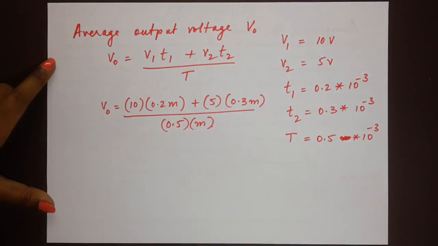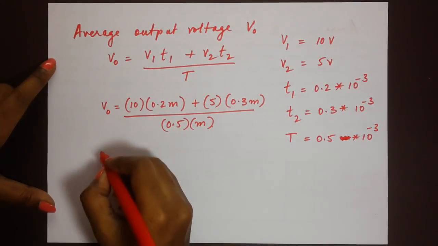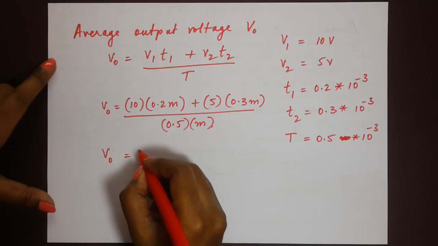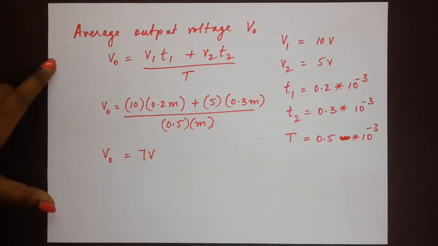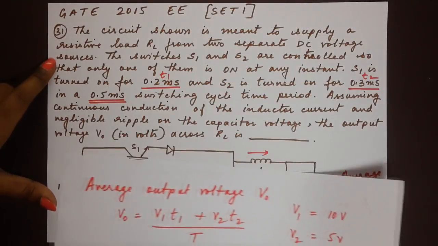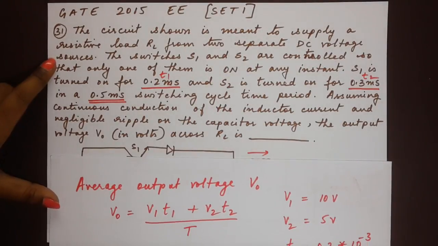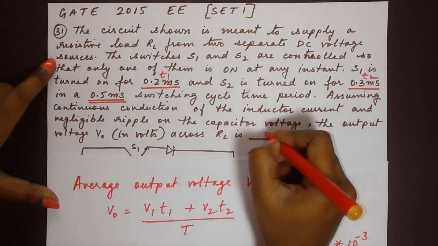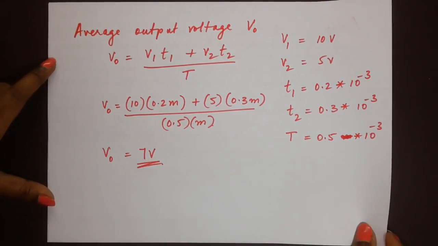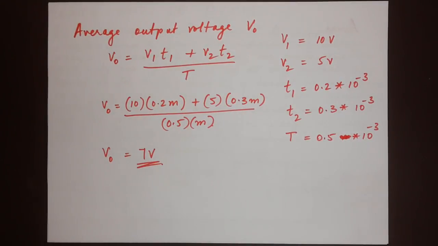Okay, so now if we are to solve this, V0 would be equal to 7 volts. So the answer here is 7 volts. The output voltage V0 across RL is 7. Well, I hope this explanation is clear and it has helped.